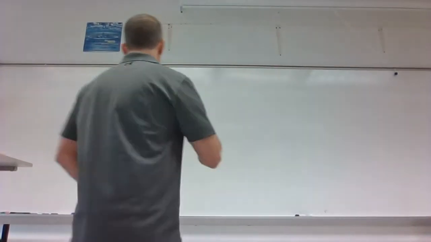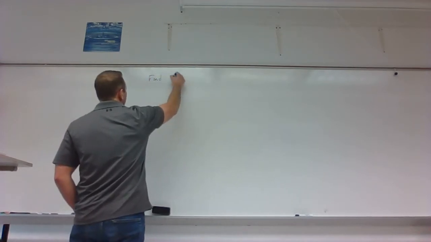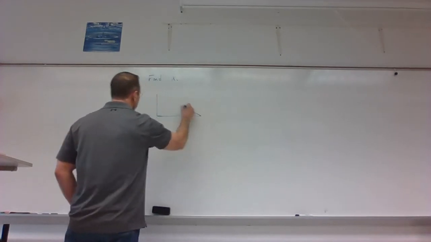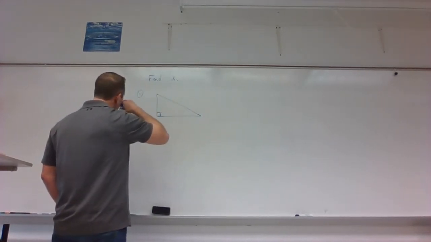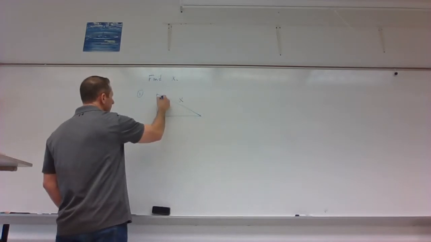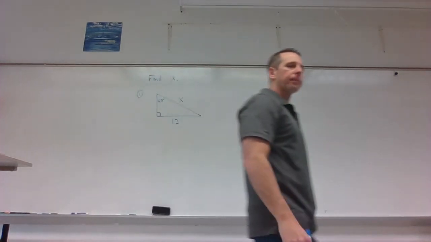All right, so quick review. Let's find the missing side first. I'm just going to put x for a length. So we're finding the length of a missing side in our triangle. Let's put the x here. Let's say this is 63 degrees, and this is 12. All right?